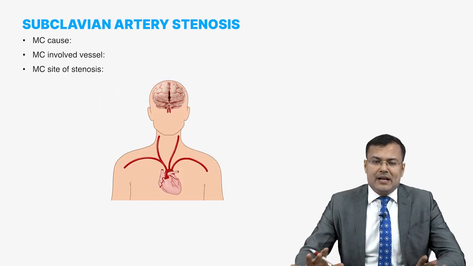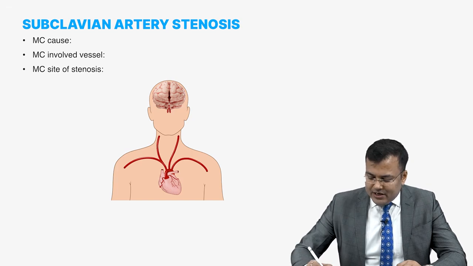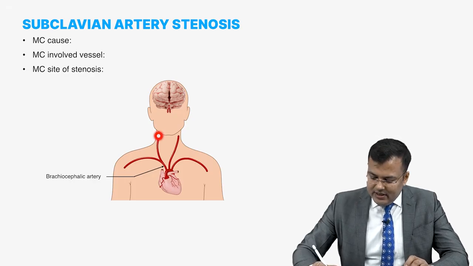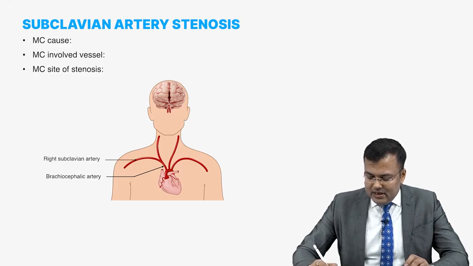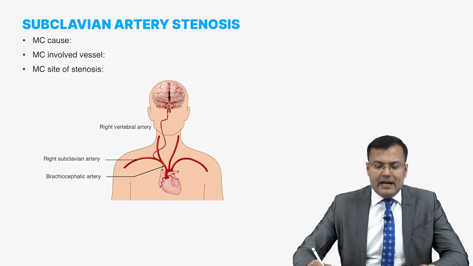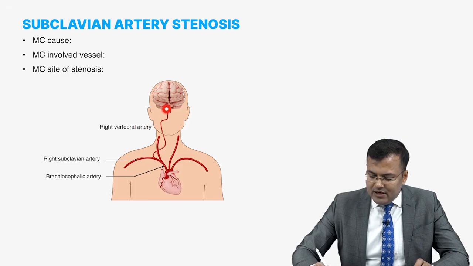First, see the normal anatomy. Tell me guys, what are the branches of arch of aorta? Can you see here? Arch of aorta. This is brachiocephalic. Brachiocephalic artery, what are the branches? You can see this is right common carotid and this is right subclavian. There is a branch of right subclavian. What's the name? You can see right vertebral artery.